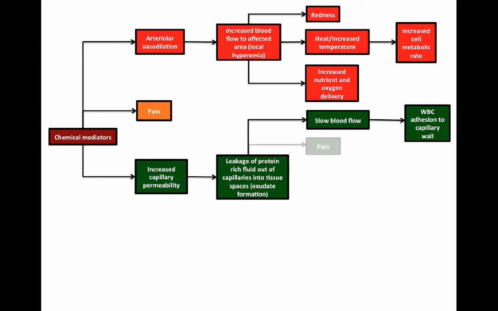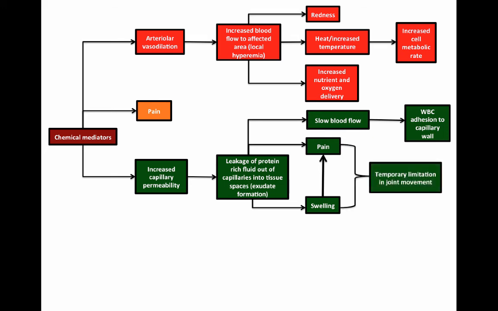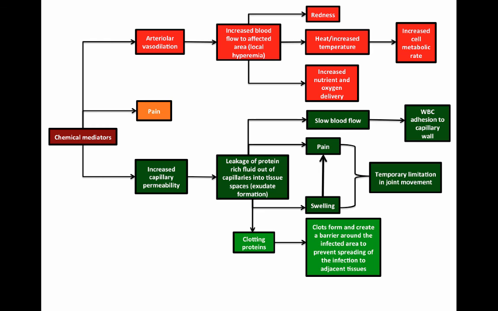The exudate is also responsible for causing pain and swelling, both of which can temporarily limit joint movement. It is important to note that swelling adds up to the pain caused by the exudates. Clotting factors can also be leaked and will form blood clots to enclose the affected area and prevent the injury from expanding to adjacent tissues.